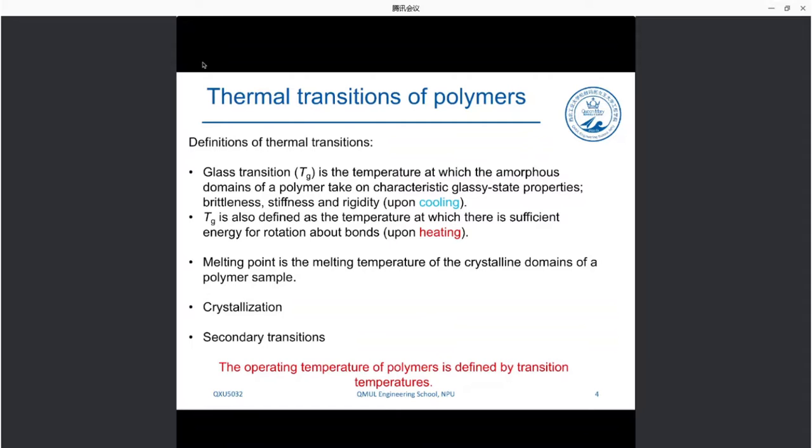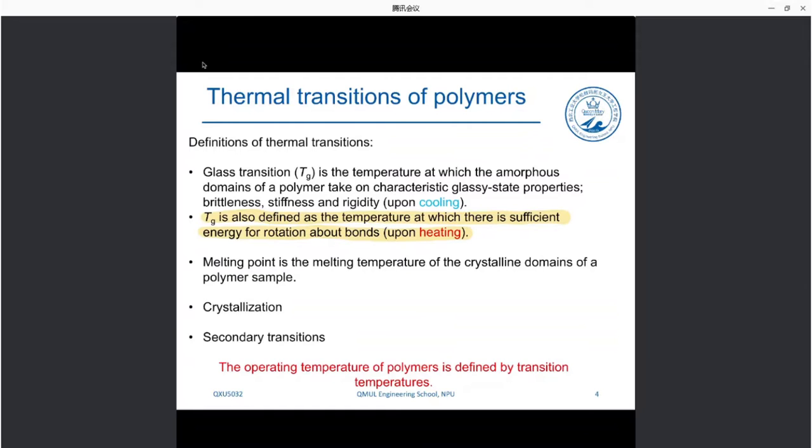So what we need in terms of the glass transition during heating is to provide them with enough thermal energy. If we look first upon heating, the glass transition is defined as the temperature at which there is enough energy for rotation about bonds. So again, we want thermal energy to allow changes in the conformation of the macromolecules.